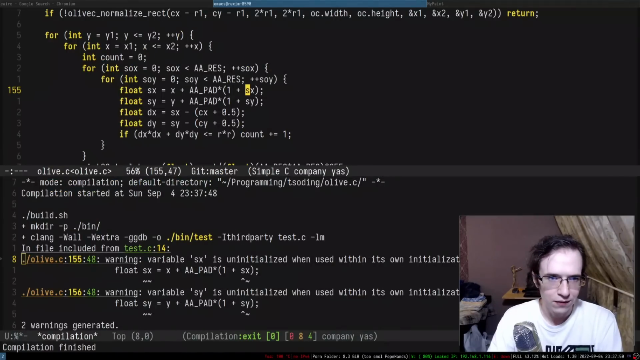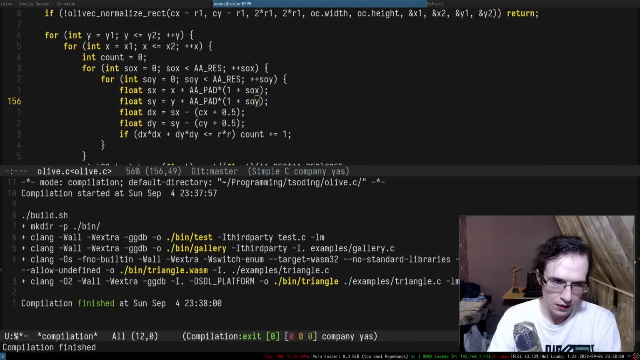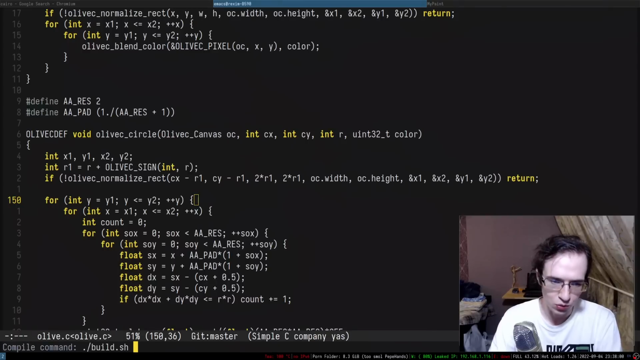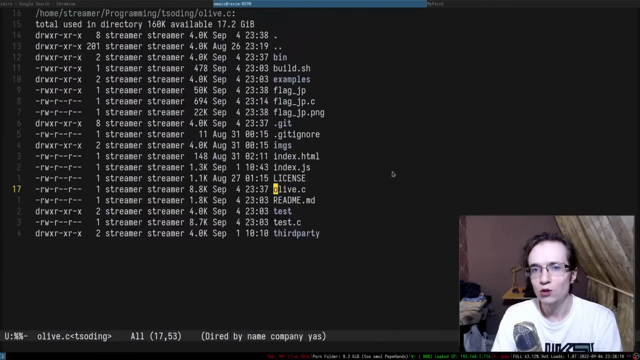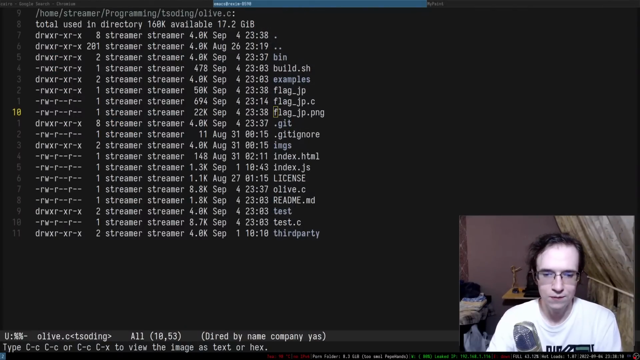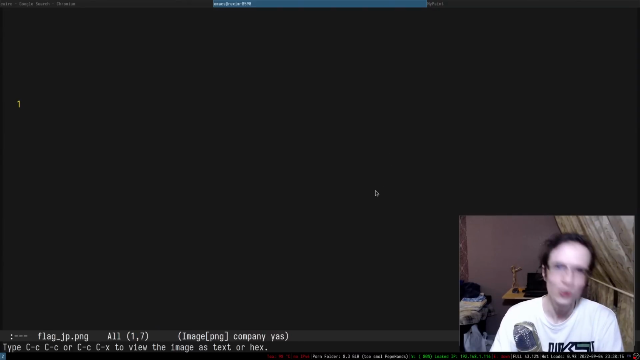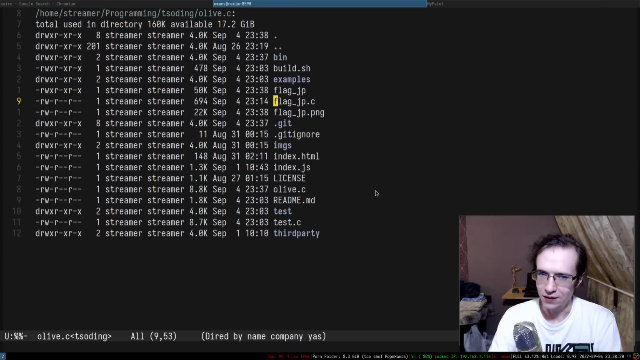All right, so what do we have? We have uninitialized stuff in here, so this has to be sox and soy. And everything seems to be compiling, everything seems to be working. So let's try to compile the Japan flag and take a look if we manage to generate a better Japan flag. And we couldn't. We didn't generate anything at all, which is quite surprising, I gotta say.